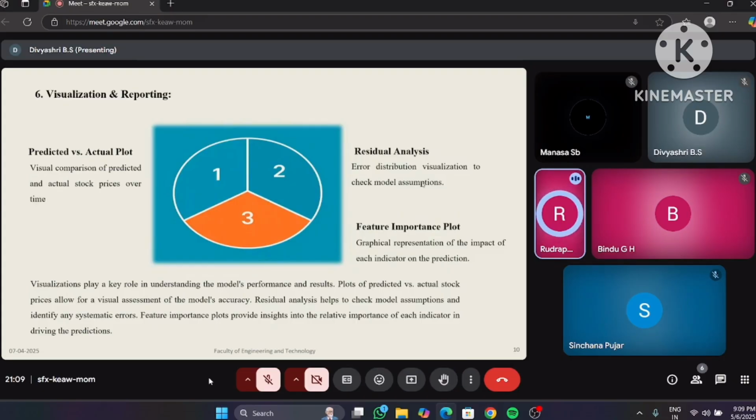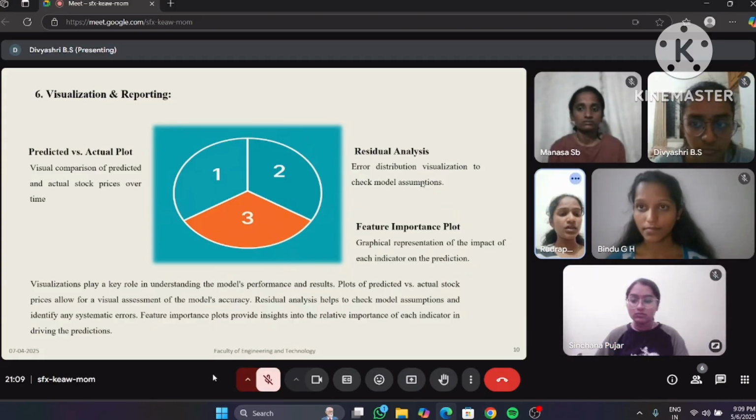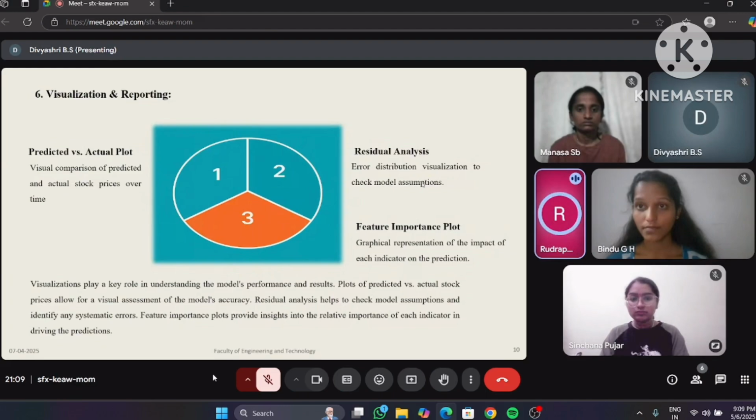Next, visuals and reporting. Predicted versus actual plot: visual comparison of the predicted and actual stock price over time. Feature importance plot: graphical representation of the impact of each indicator on prediction. Residual analysis: error distribution visualizations to check model assumptions. Visualizations play a key role in understanding the model's performance and results. The plot of the predicted versus actual stock price allows for visual assessment of the model accuracy.